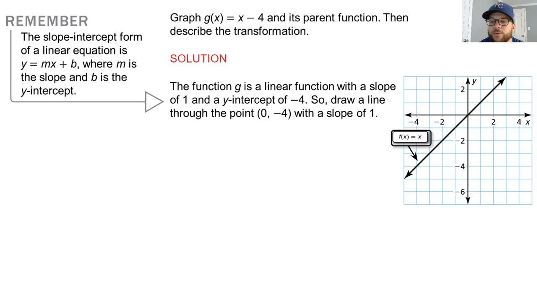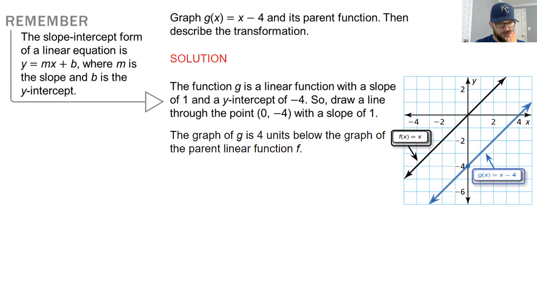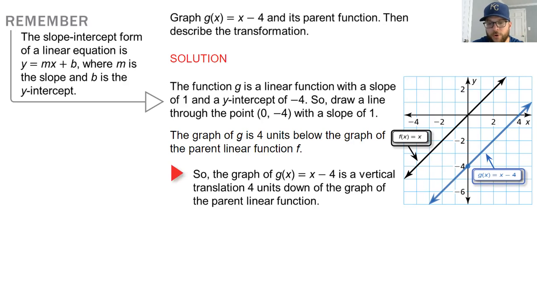So we're going to draw a line through the point (0, -4) and have a slope of +1, so going up 1 over 1. The new graph of g of x looks like it's shifted down 4 units below the graph of its parent function. So a vertical translation is the actual terminology of this shift, 4 units down of the graph.